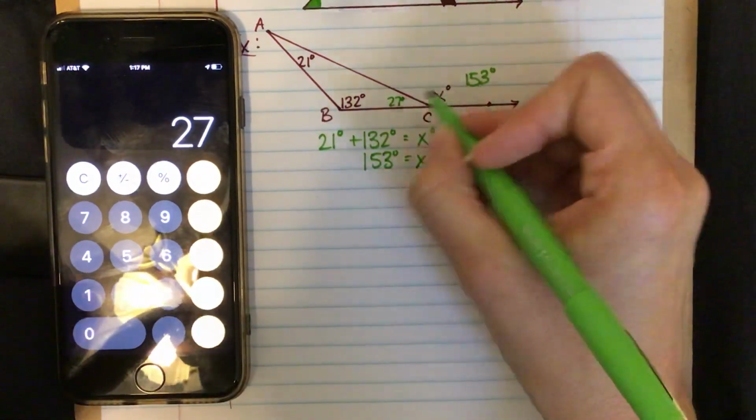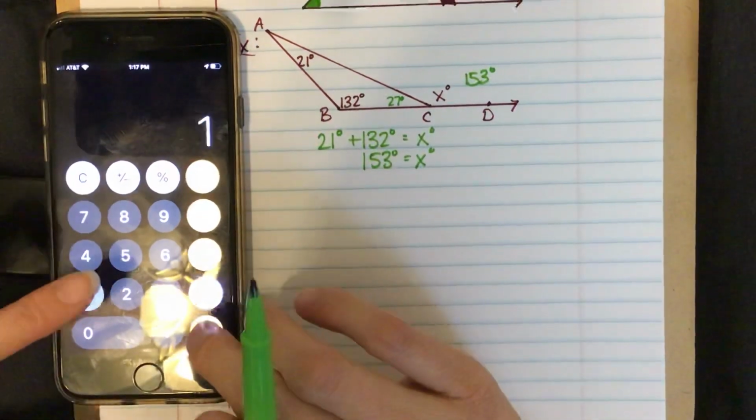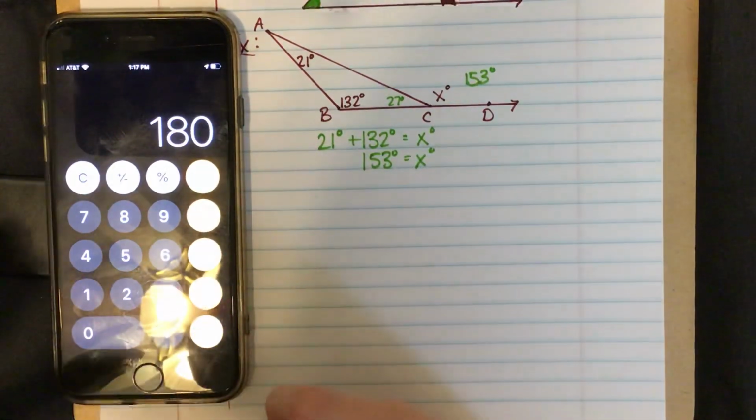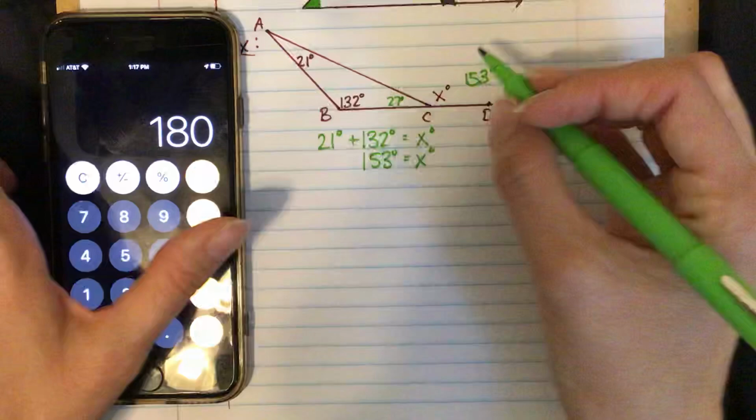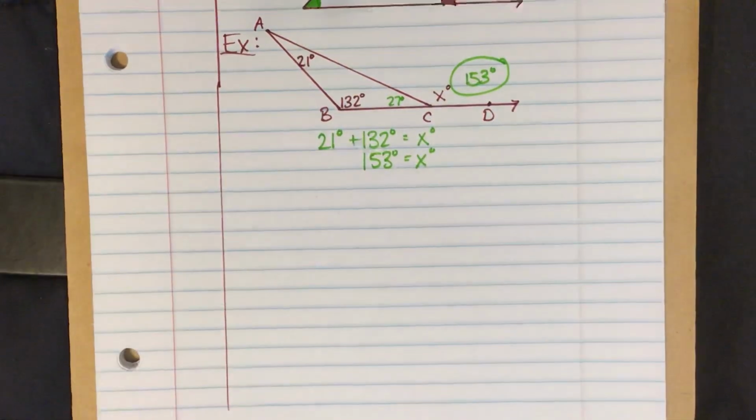And these two angles should add up to 180 degrees since this is supplementary. So if I add that, I do get 180 degrees. So I know I'm correct. So this is the measure of angle x in this problem.